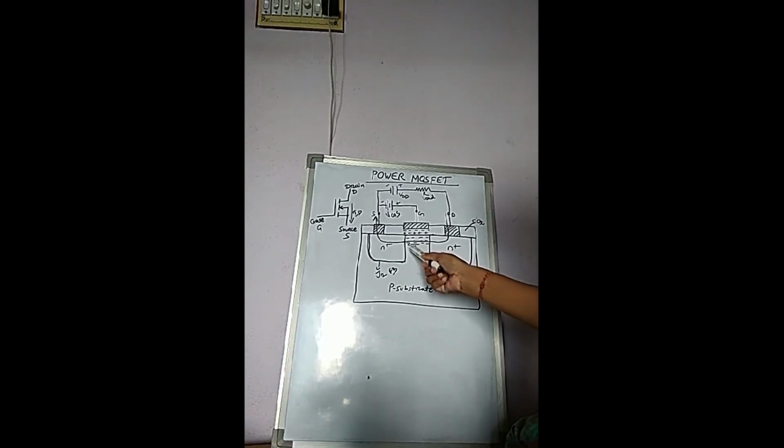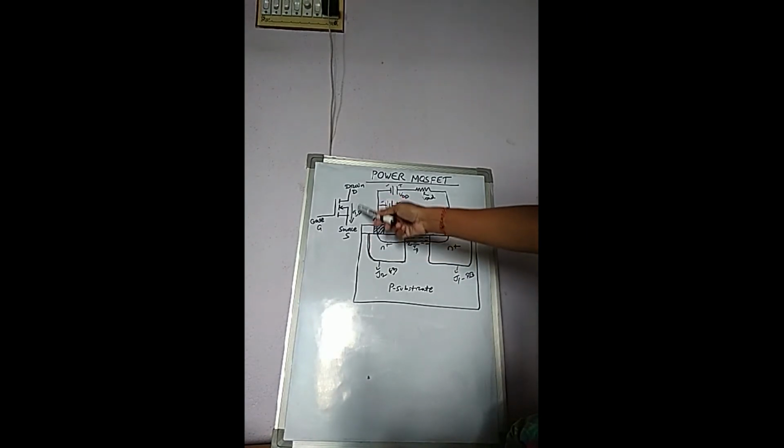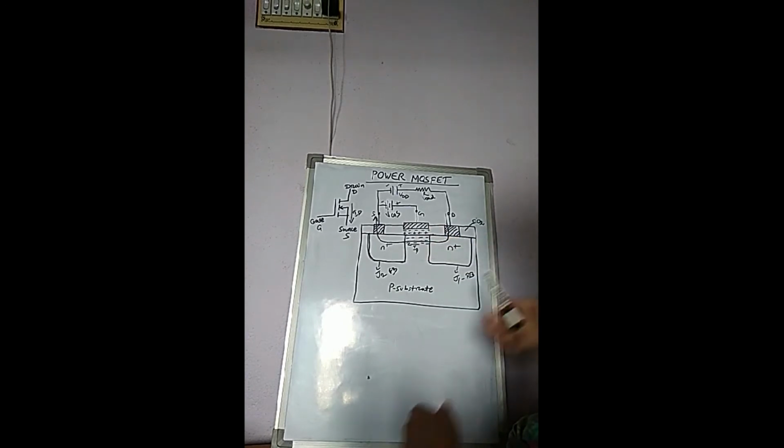See, this arrow mark represents the direction of flow of current. In the symbol here also, this arrow mark represents the direction of flow of current from drain to source, and this arrow mark represents the flow of electrons. If the current flows in this direction, that means electrons flow in the opposite direction. The direction of electron flow is opposite to the current direction.